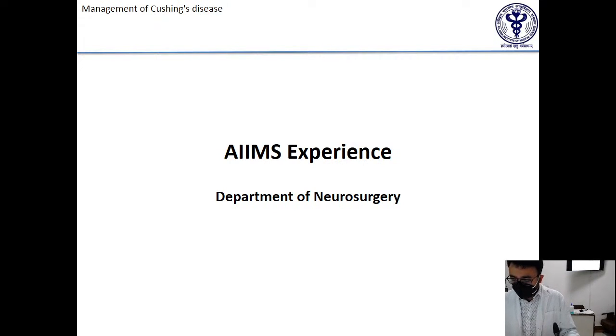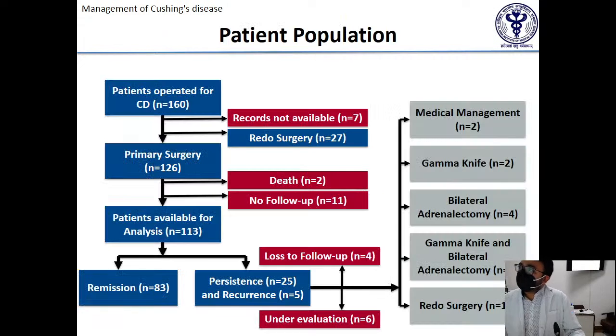Good afternoon, everyone. Today I will be presenting the AIIMS experience, which has been a collaborative effort of many departments. So, this is the data of our department for the last 10 years. Of the Cushing's disease patients operated, around 160 patients were operated, of which 126 underwent primary surgery and 27 underwent redo surgery. And we analyzed these patients, removing the two patients who died and 11 who were lost to follow-up.